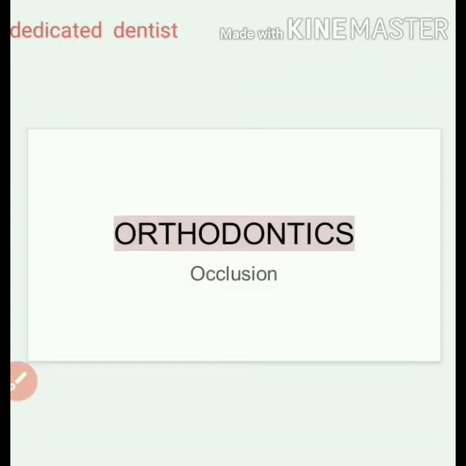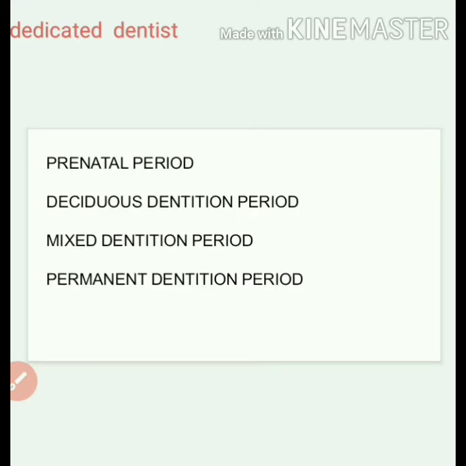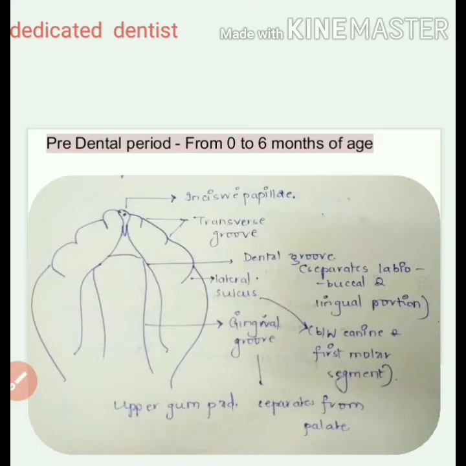We'll talk about the occlusion and development of occlusion. The period of dental occlusion development includes the prenatal period, deciduous dentition period, mixed dentition period, and permanent dentition period. Let's start off with the prenatal period. It starts in the neonate from birth till 6 months of age.